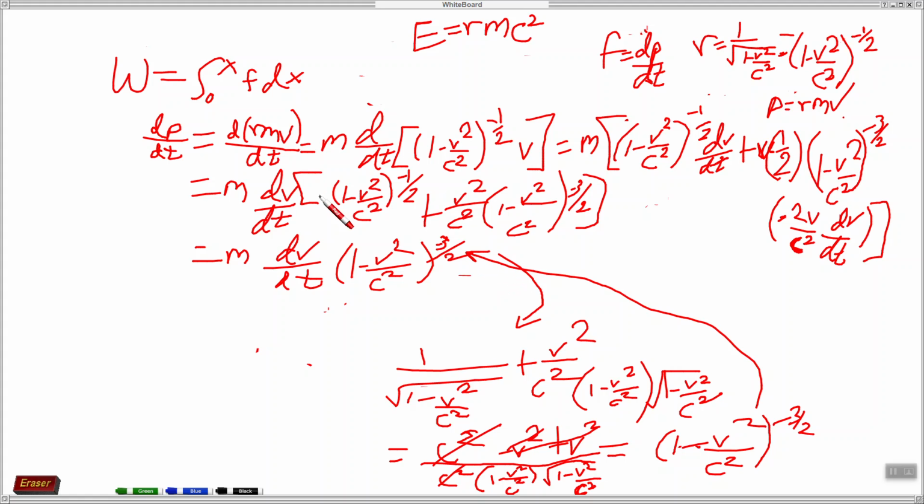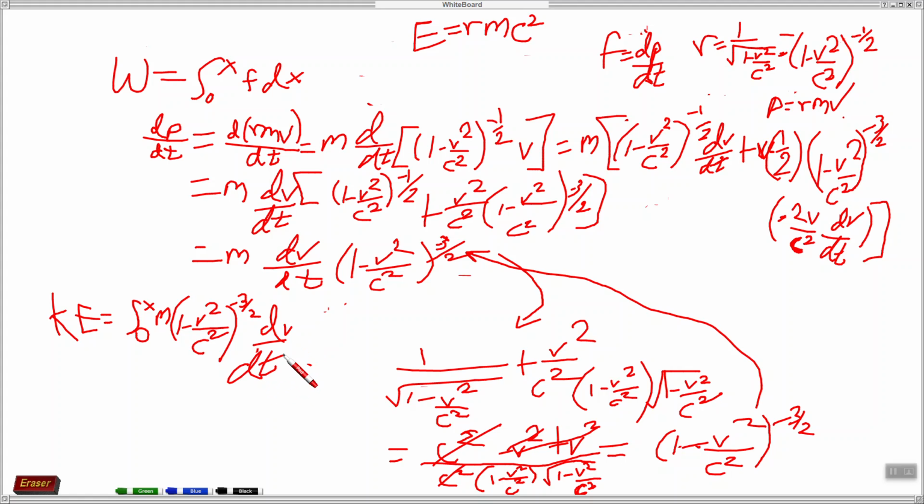So all I showed you was how from here we got to here, and using that we're going to come up with the formula for kinetic energy. And again, we're using integrals and calculus. So the integral from 0 to x, which is distance in this case, we're going to keep the m, and then from the previous equation, 1 minus v squared over c squared to the power of negative 3 over 2, and dv over dt, and dx.